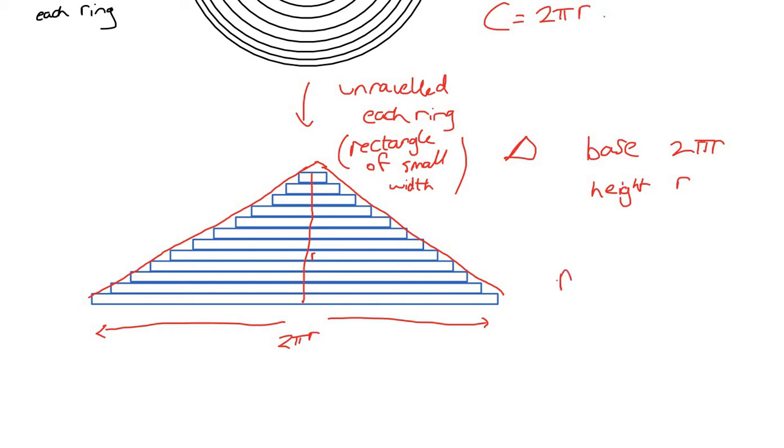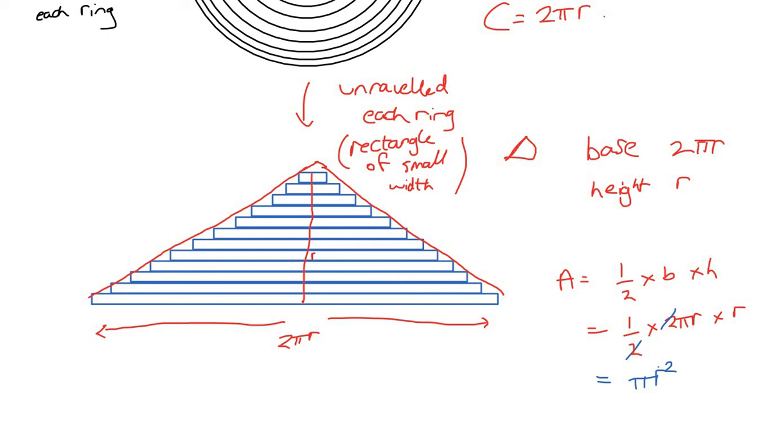So the area of this triangle is just a half times the base times the height. But we know the base and the height, that's just a half times 2 pi r times r. And here we go. The 2 and the half cancel. Pi times r is just pi r squared. So there it is. There's sort of an intuitive way of thinking about the area of a circle.